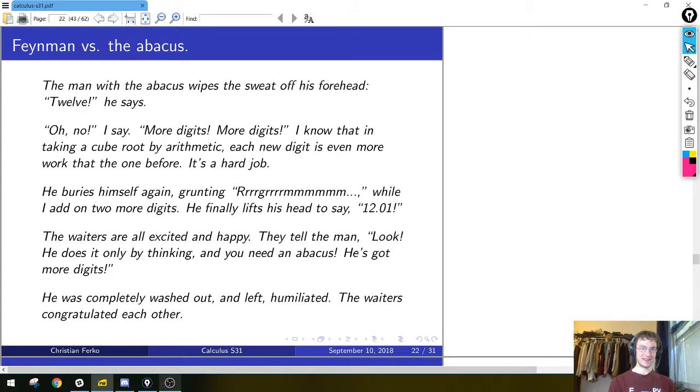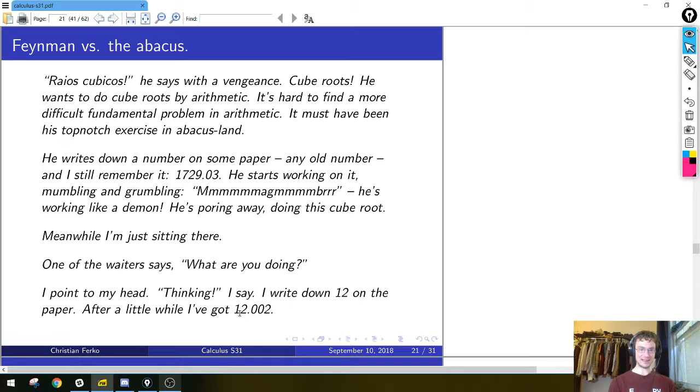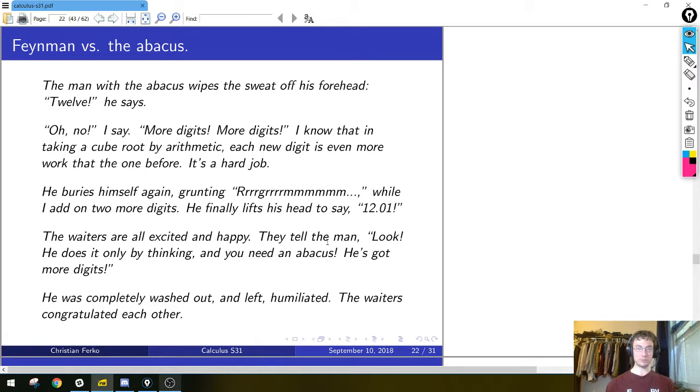So Feynman beat the abacus guy, immediately getting at least 3 digits and then 2 more to 5 digits, of the cube root of that complicated number. So before I tell you the trick, thoughts or reactions to this very amusing story?